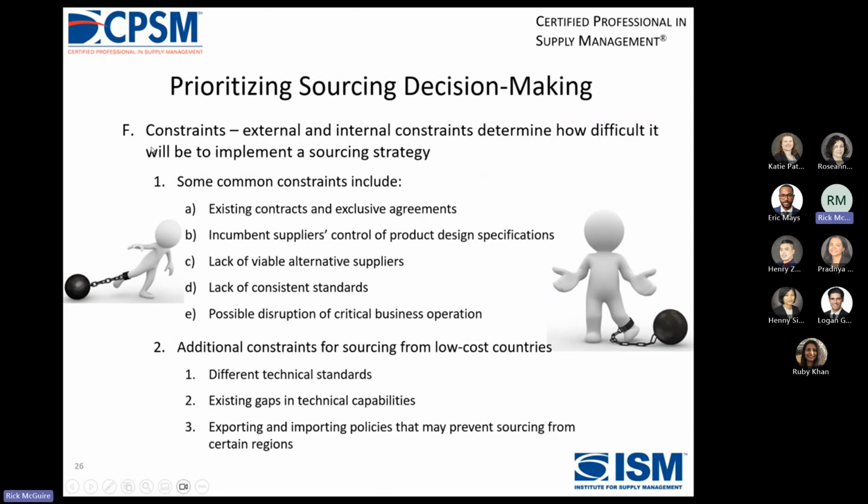hybrid kind of stuff. So constraints, internal and external, things like existing contracts, exclusive agreements, incumbent suppliers who control designs, lack of viable alternatives. We run into that a lot. Lack of consistent standards, possible disruption of critical business operation. Additional constraints for sourcing from low-cost countries or best-cost countries. Technical standards, gaps in technical capabilities, and exporting, importing policies.